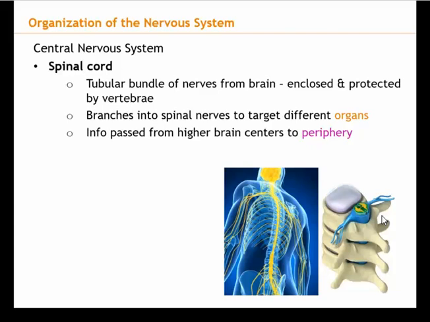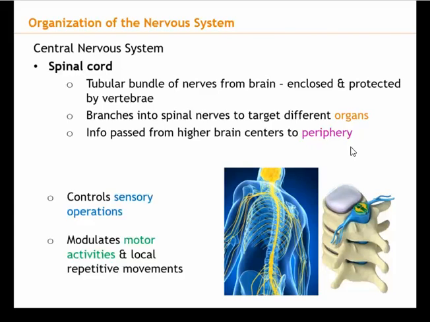So the spinal cord, we know, is still part of the CNS. It branches off of the brainstem. It's just a bundle of nerves, and we know it's enclosed and protected by the vertebrae, and it's bathed in the cerebral spinal fluid to keep it protected. So it branches into the spinal nerves that target organs, and information is passed from higher brain centers to the periphery. So all of those nerves that activate the different nerves and muscles of our body, that's where information can be sent from the brain to our periphery, so everything outside of the CNS.